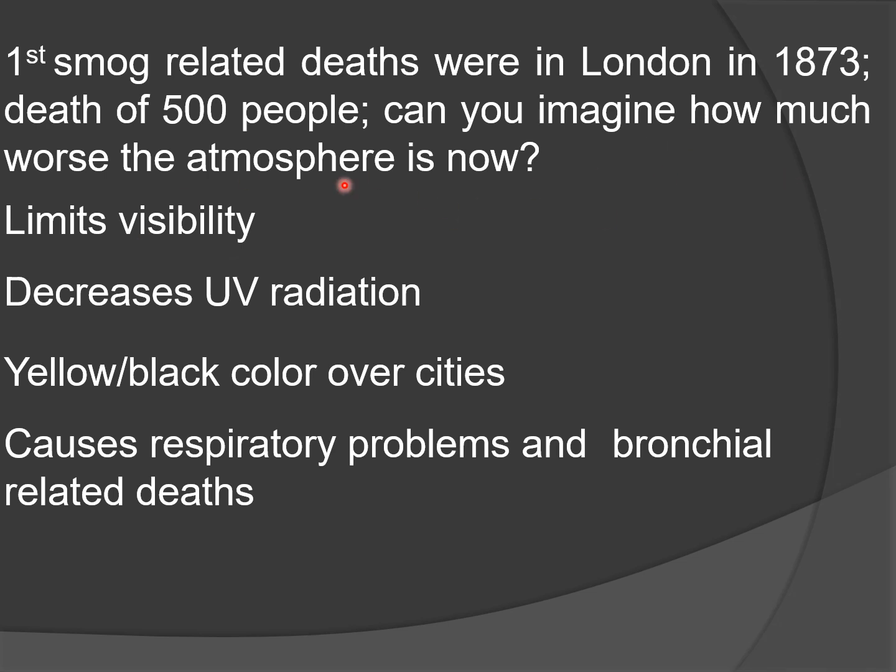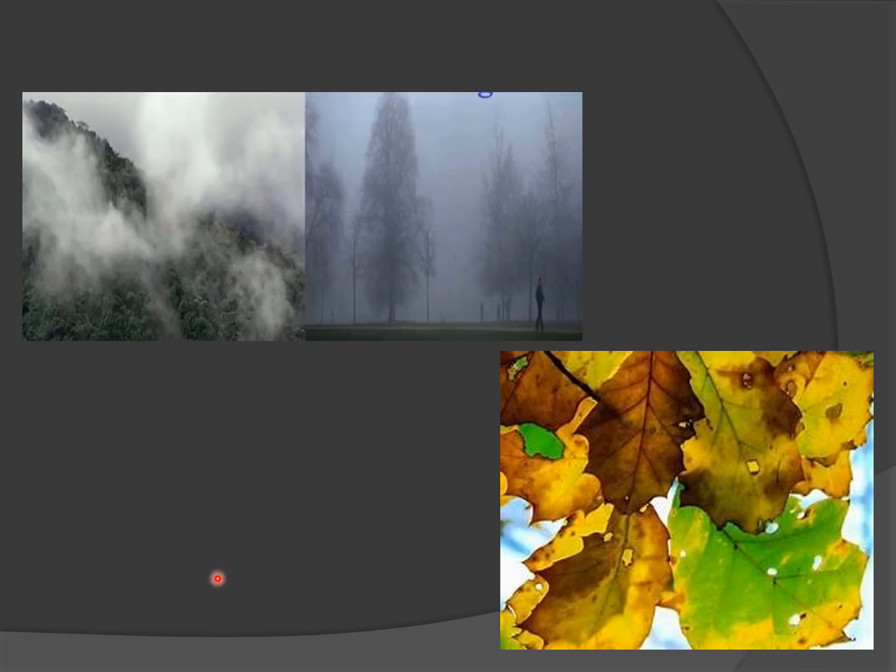Can you imagine how much worse the atmosphere is now? It limits visibility, decreases UV radiation, and gives a yellow or black color over cities. It causes respiratory problems and bronchial related deaths. In this slide you can see how smog looks.